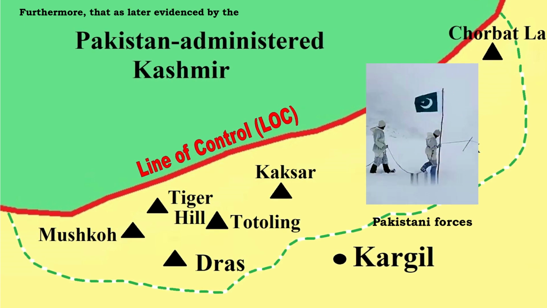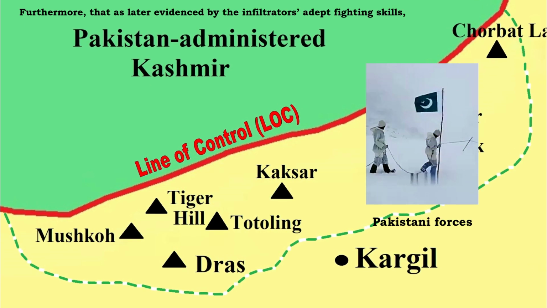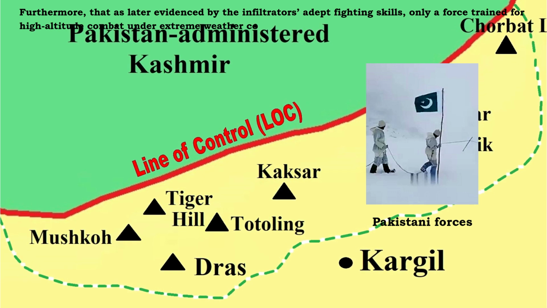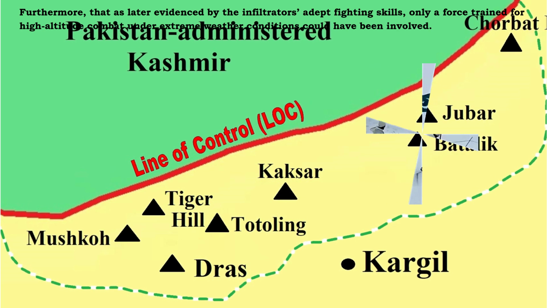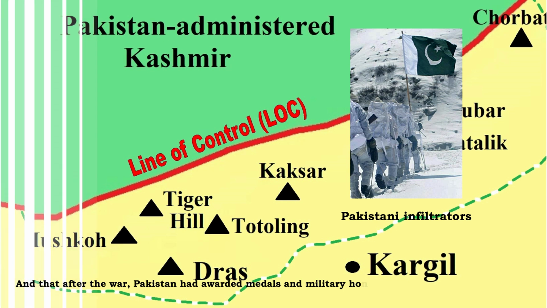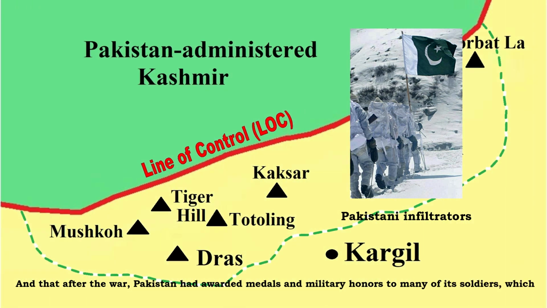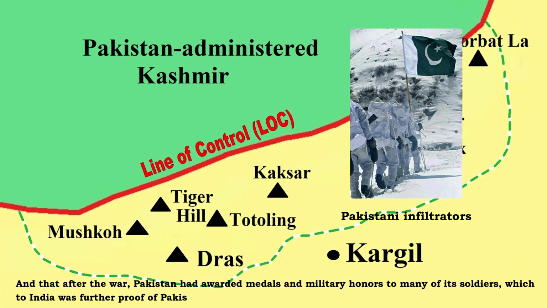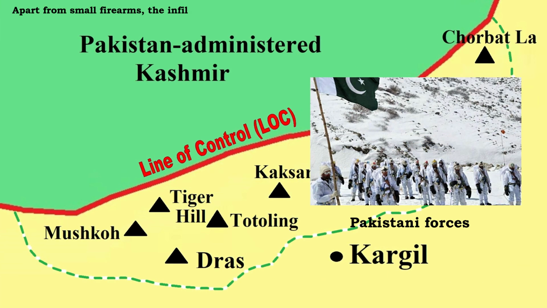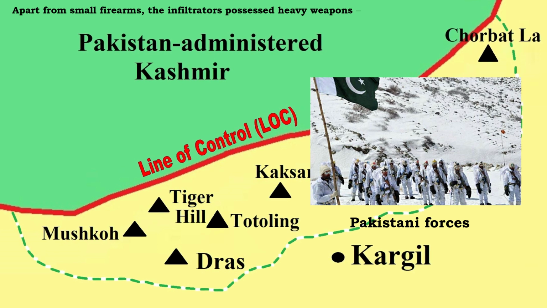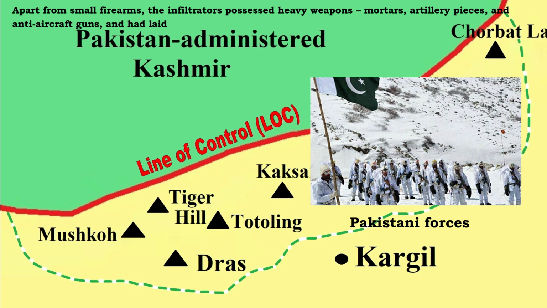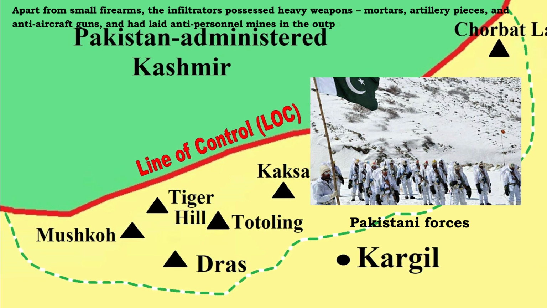Furthermore, as later evidenced by the infiltrators' adept fighting skills, only a force trained for high-altitude combat under extreme weather conditions could have been involved. And after the war, Pakistan awarded medals and military honors to many of its soldiers, which to India was further proof of Pakistan's military involvement. Apart from small firearms, the infiltrators possessed heavy weapons, mortars, artillery pieces, and anti-aircraft guns, and had laid anti-personnel mines in the outposts' forward positions.